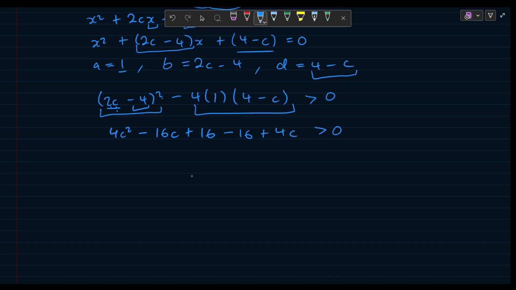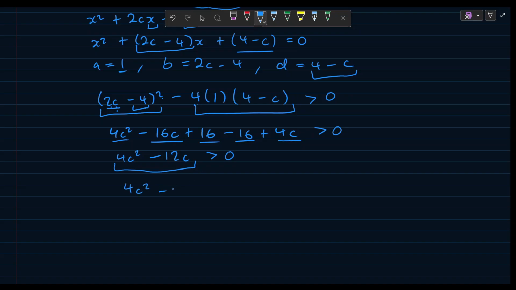Okay, so let's simplify like terms if we have any. So we've got 4c squared, which is here, and then we've got negative 16c plus 4c, so that's going to be negative 12c, and then 16 minus 16 will cancel out, and this is greater than 0. So again, we ended up with a quadratic inequality. So let's start by solving and finding our roots.